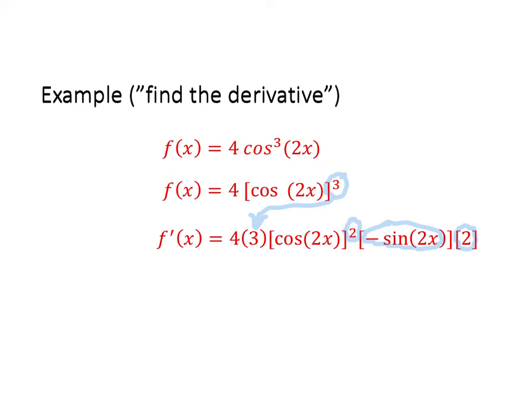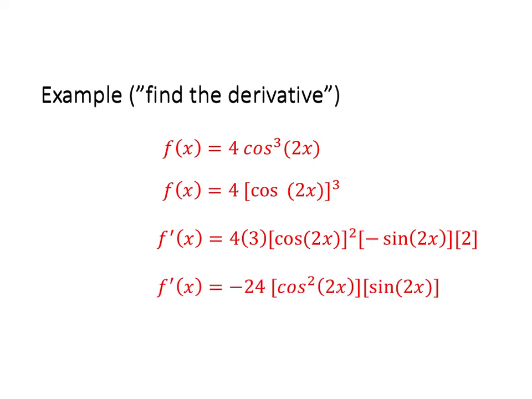We could leave it as is. That's perfectly correct. But I could also rewrite it. Rewritten, this would look like 2 times 4 times 3, which is 24. We've got the minus sign here. This is cosine squared 2x times sine 2x. So a little bit better way of writing it rather than the first way is simply to simplify it and write it this way.